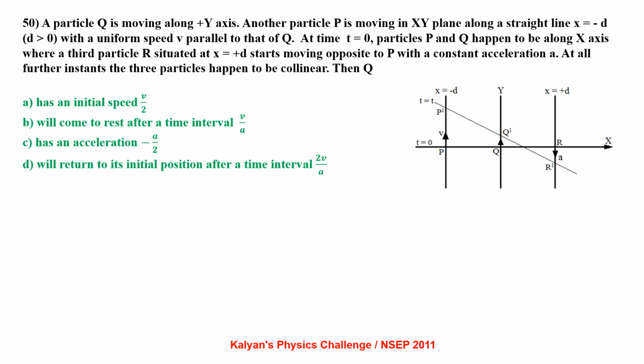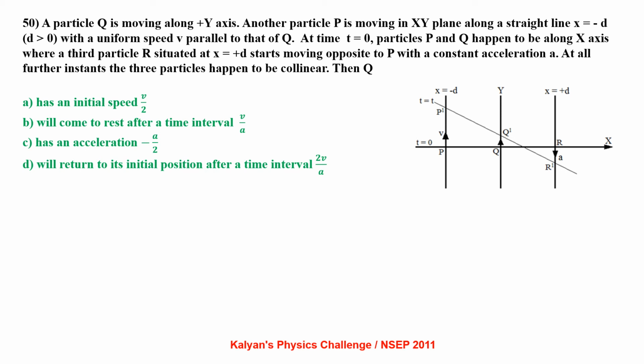A particle Q moving along positive y-axis. Another particle P is moving in xy plane along a straight line x equal to minus d, where d is greater than 0, with a uniform speed v parallel to that of Q. At a time t equal to 0, particles P and Q happen to be along x-axis, where a third particle R situated at x equal to plus d starts moving opposite to P with a constant acceleration a. At all further instants, the three particles happen to be collinear.